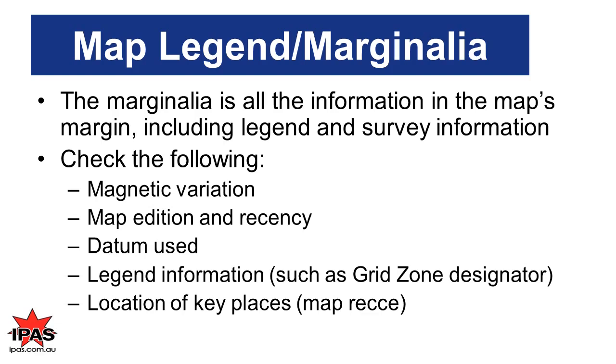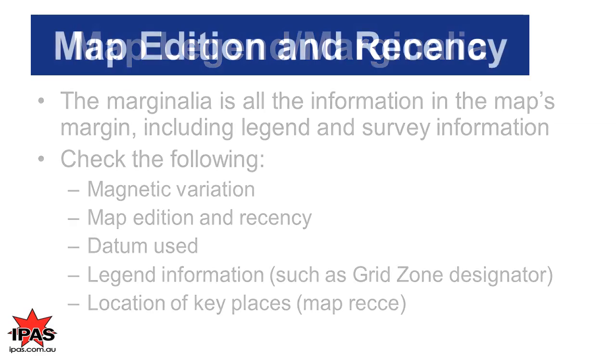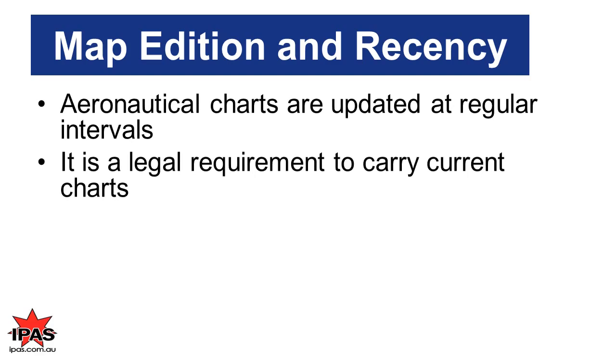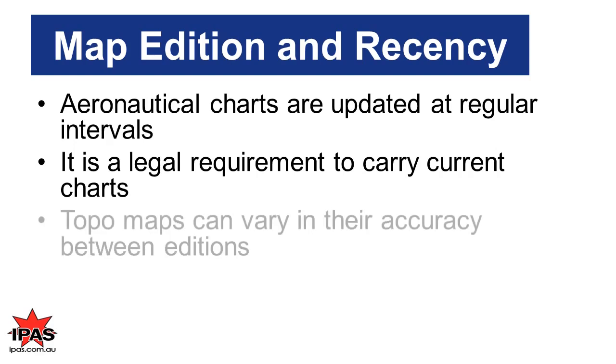You'll be looking for the map edition and recency of the map. That will be something of importance to you. The datum used, if you're that way inclined, if you're a bit of a geek. Any legend information such as grid zone designators, and the location of key places. So let's look at the map edition and recency. Aeronautical charts are updated at regular intervals, and it's a legal requirement for an aviator to carry current charts in his cockpit. But with the electronic flight bags and smart devices now, I think that legal requirement is going to be reviewed.